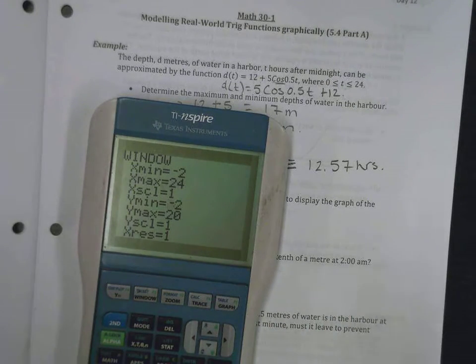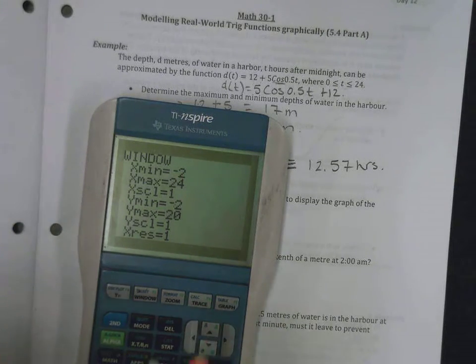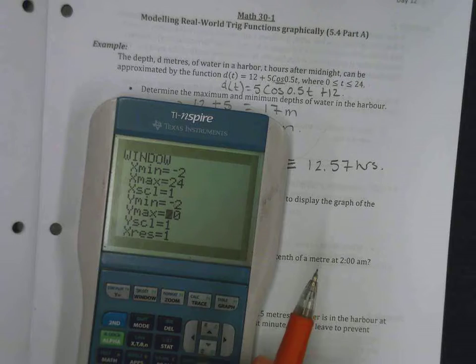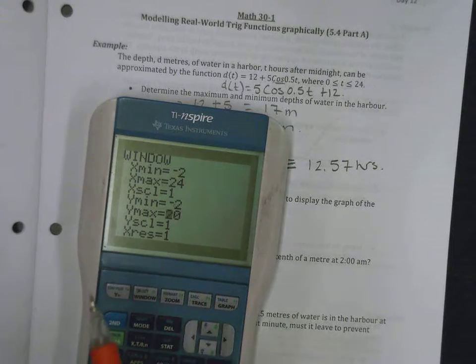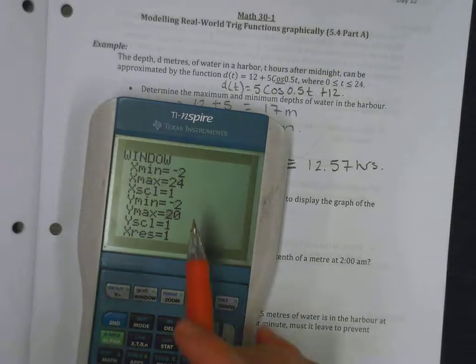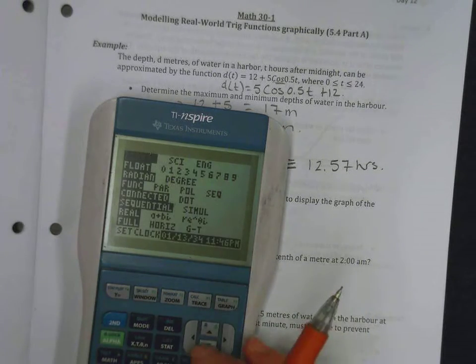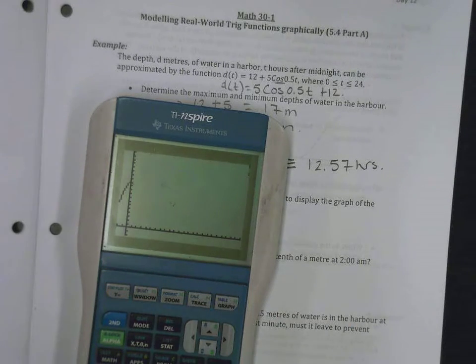Our y min and y max represent the minimum and maximum depths, right? In this case, we still want to be able to see where 0 is on our x-axis, so we're going to leave this at -2. But we did figure out our y maximum, which was the largest depth of the water, 17, so I'm going to leave this at 20. Make sure your calculator is in radian mode, which it is, and then you can get a graph of your function.